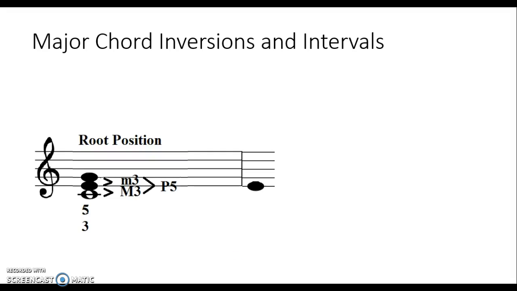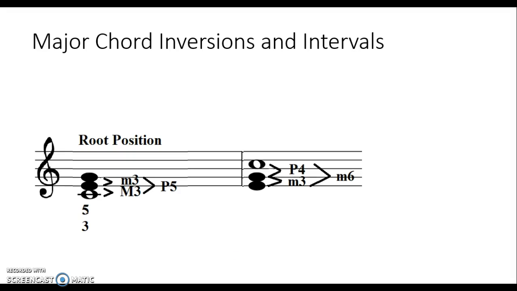For the first inversion, you start with the E, or the mediant, and you build a minor third above that, which sounds like this. And then a perfect fourth above that. So this chord would sound like this.